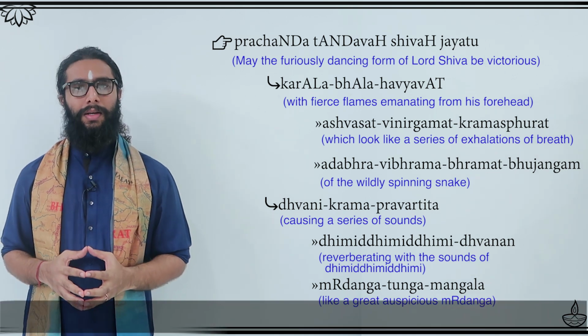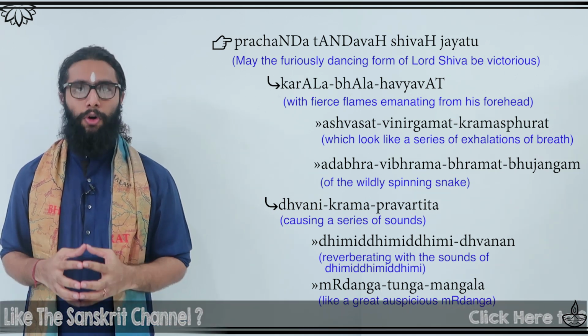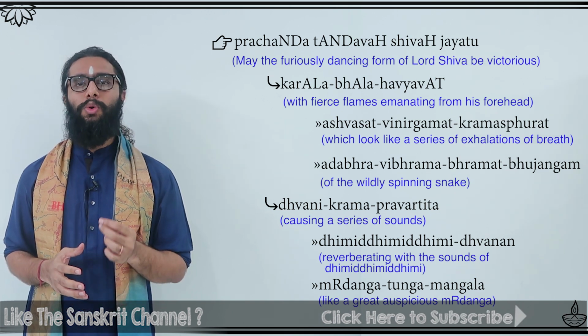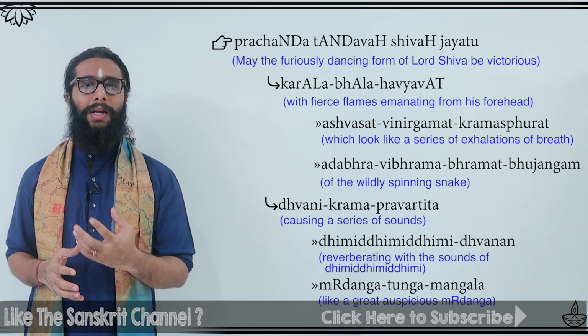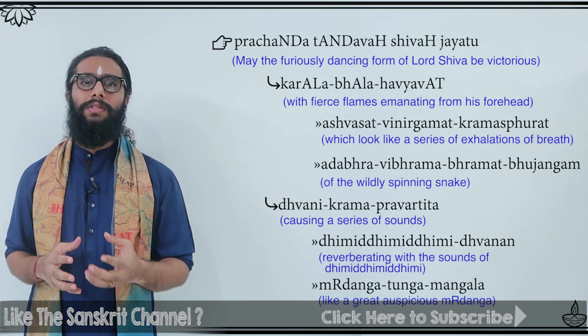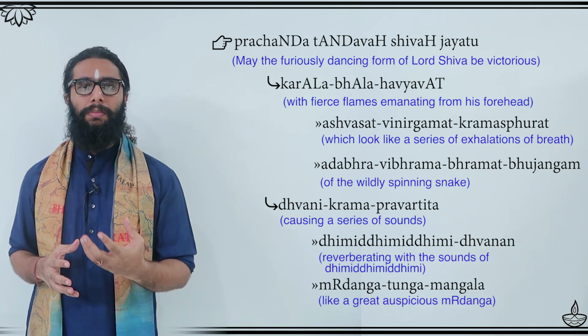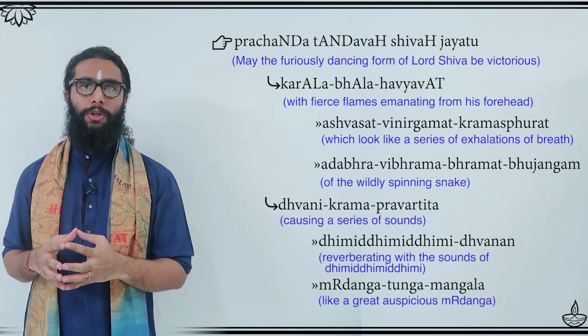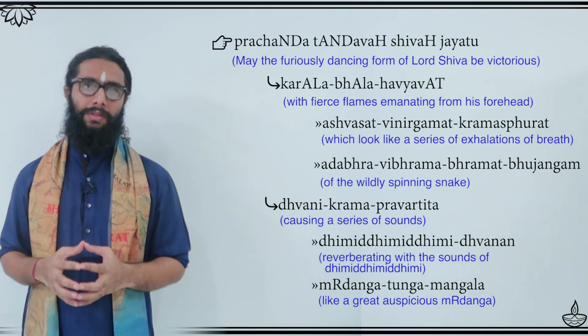The gist of this shloka is, may the furiously dancing form of Lord Shiva, with fierce flames emanating from his forehead, which look like a series of exhalations of the wildly spinning snake, as he causes a series of reverberating sounds of dhimid dhimid dhimid dhimi with his feet, resembling the sounds of a huge auspicious mridanga, be victorious.